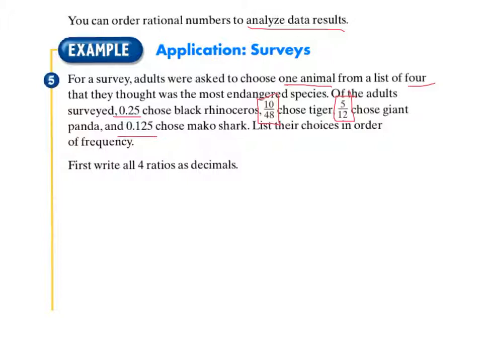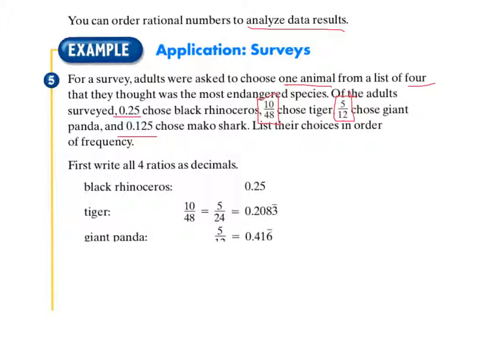So first we're going to write all 4 of the ratios as decimals. So the black rhino is already a decimal, so that's 0.25. The tiger we have to convert. 10 over 48 will simplify down into 5 over 24. Then you just have to do the long division, and that works out to 0.2083 with the 3 repeating. The giant panda, 5 divided by 12, gives us 0.416 with the 6 repeating. And then the mako shark is already a decimal at 0.125.